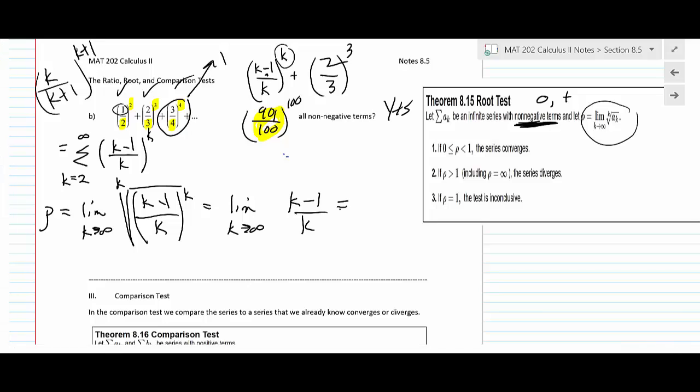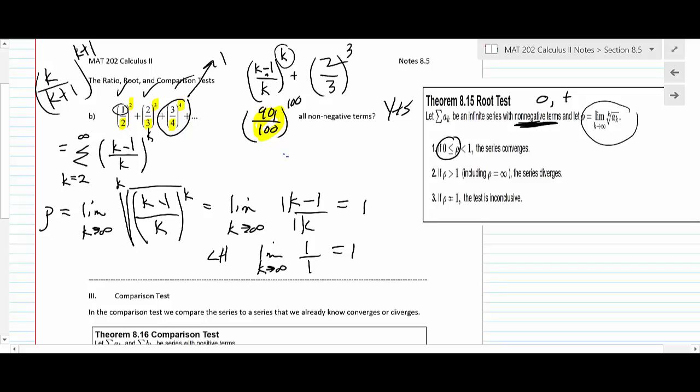1, okay, right? That's because you'd have a horizontal asymptote at 1. If you did L'Hopital's rule, this is what you would get: the limit as k goes to infinity of 1 over 1, so it would be 1. Okay, so what do we get? p is equal to 1, what do you get? Test is inconclusive.